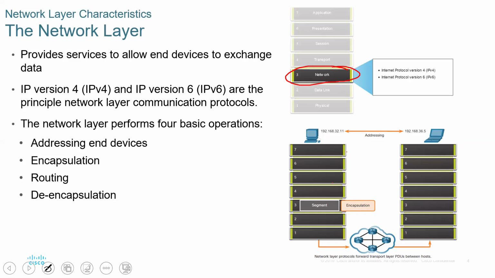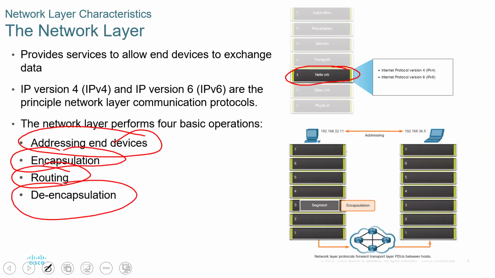The network layer performs 4 basic operations. Number 1, it does addressing of end devices. Then it does encapsulation, it does routing, and then it does decapsulation. So between the sender and the receiver, there is addressing. Both sender and receiver require an address, and that address is the logical IP address. Then it has encapsulation, where it encapsulates data that is coming from the upper layers.